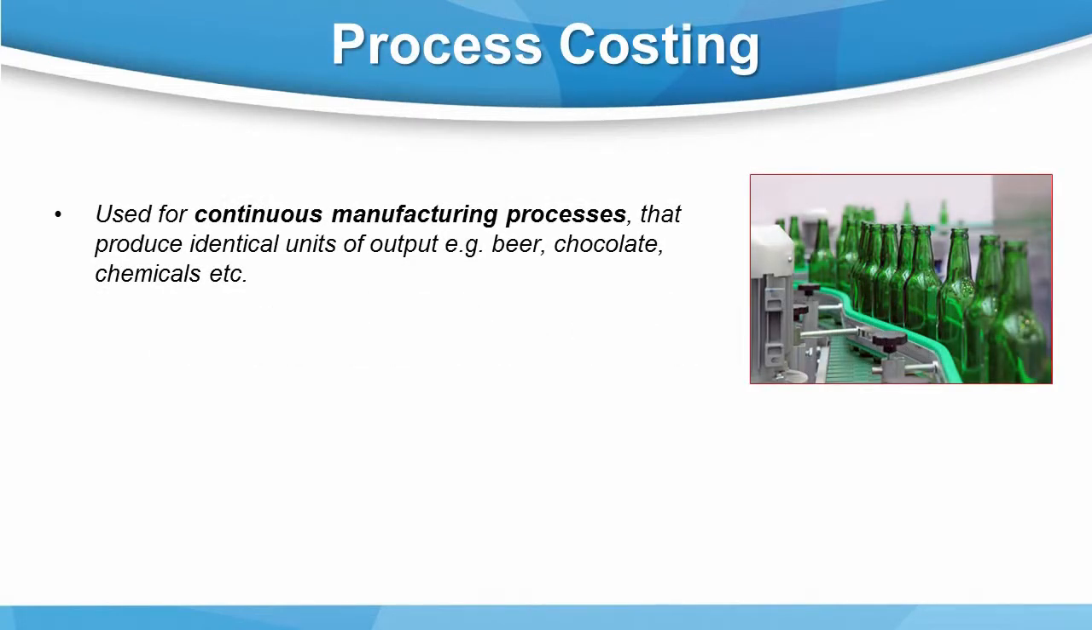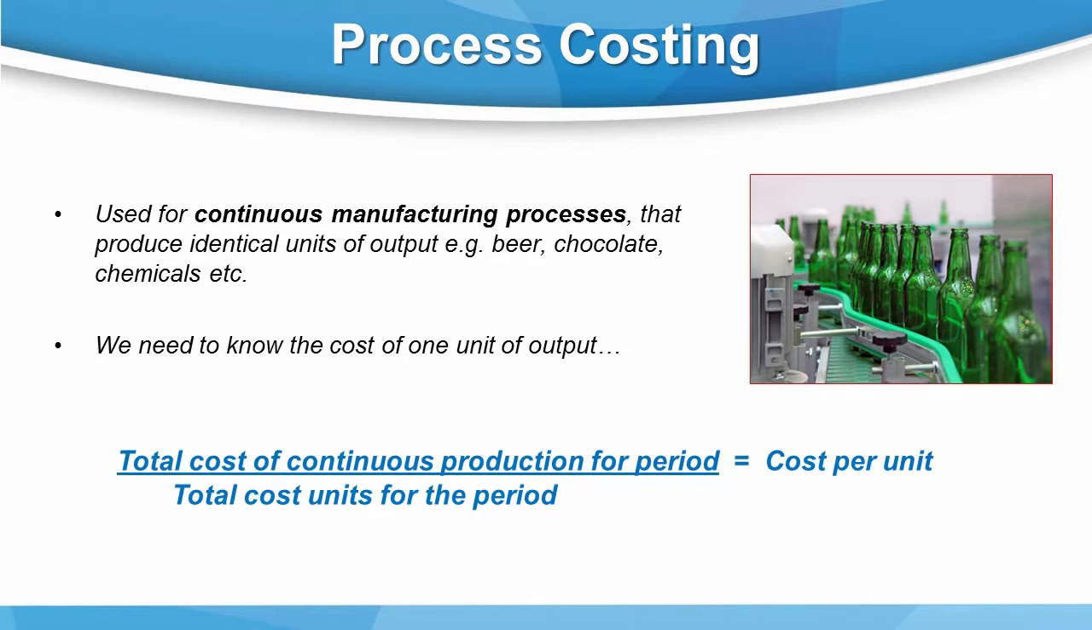Process costing is used in manufacturing where the organisation produces identical units of output in a continuous process. One example we'll use in this video is the mass production of beer in a brewery. In a process like this, it's important to establish the cost of one unit of output. In our example, this could be the cost of a tin or bottle of beer. The easiest way to do this is to divide the total cost of production in the period by the total number of units produced to give us the cost per unit.